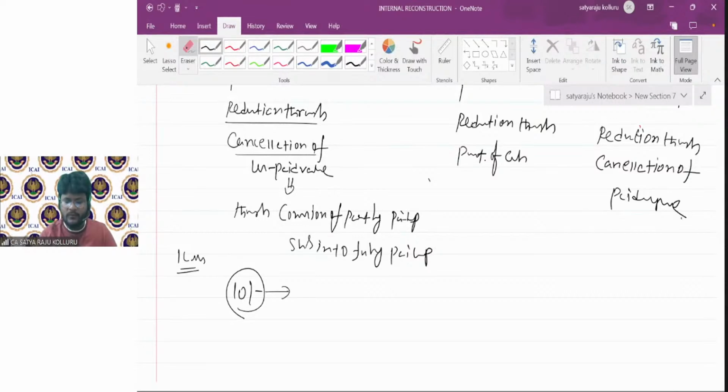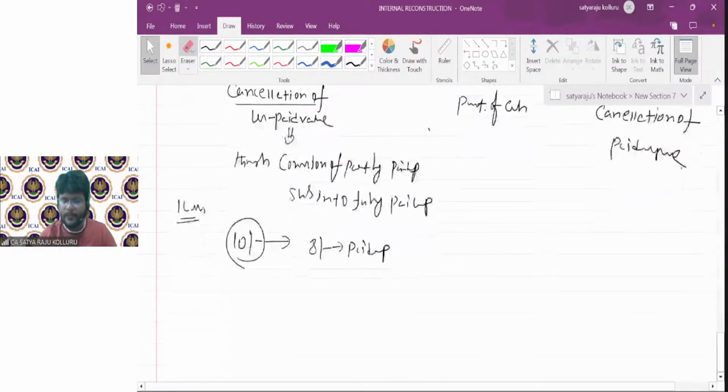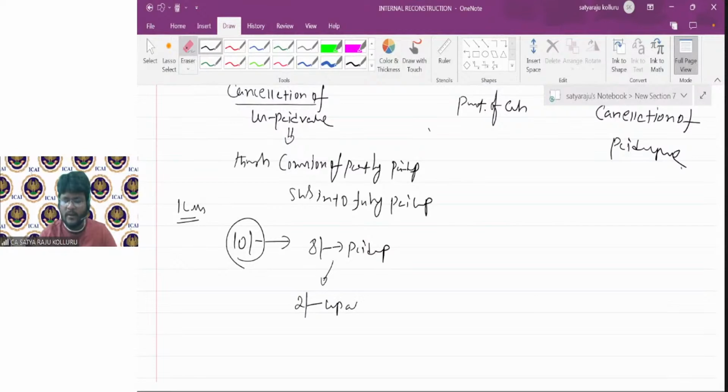Out of 10 rupees, 8 rupees was paid up. Now what does the company want to do? The company is going to cancel the remaining 2 rupees unpaid value. How can the 10 rupees face value be reduced by 2 rupees? Because with 8 rupees paid up, our books of accounts already show share capital at 1 lakh into 8, which is 8 lakhs.